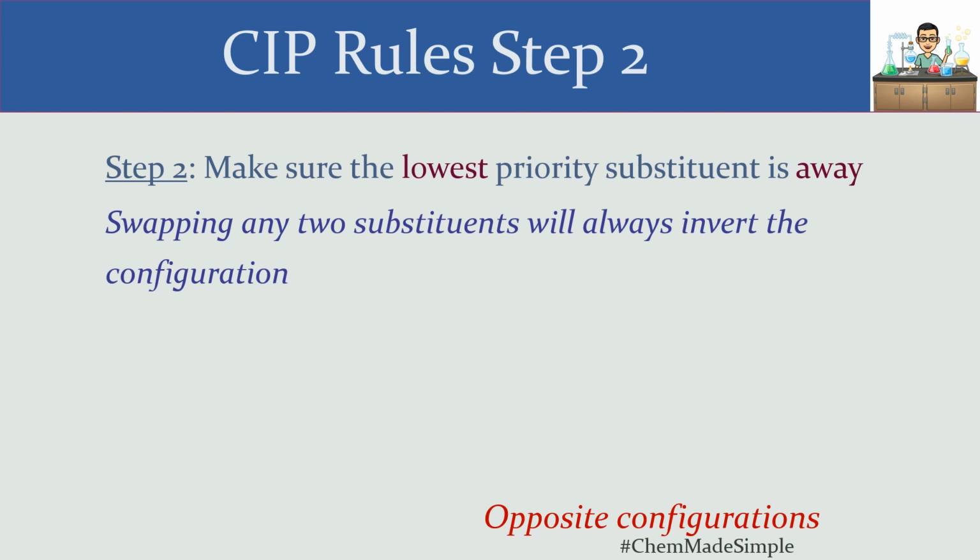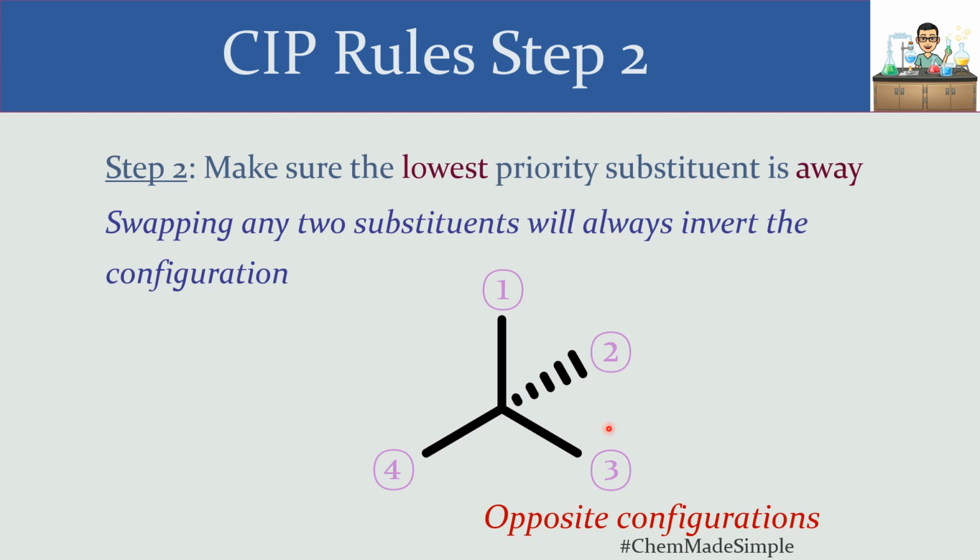And that gets us to making step 2 of our Cahn-Ingold-Prelog rules a little bit easier, because step 2 was making sure that the lowest priority substituent is oriented away. Now, it's not always the case that the lowest priority substituent is going to be oriented away. So for example, if I'm looking at this molecule, the substituent that's on a dash is actually priority 2. That is not the lowest priority. The lowest priority is priority 4.